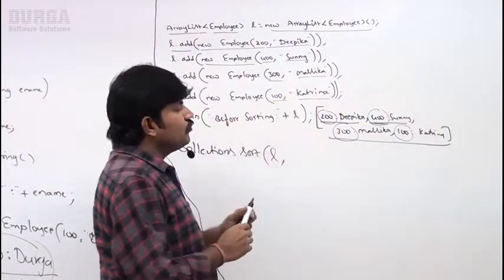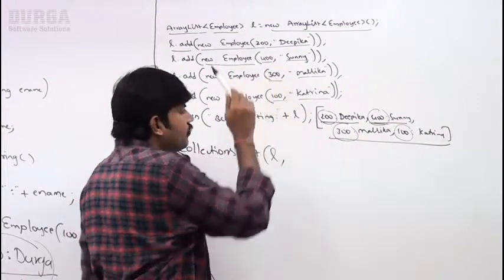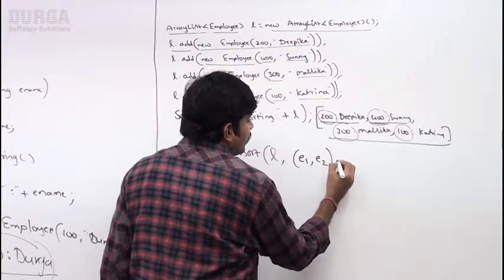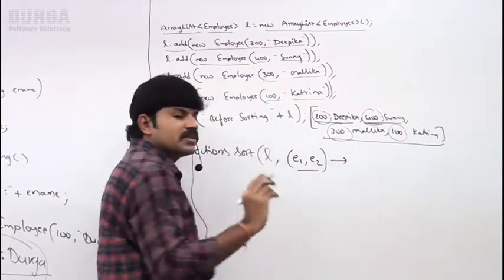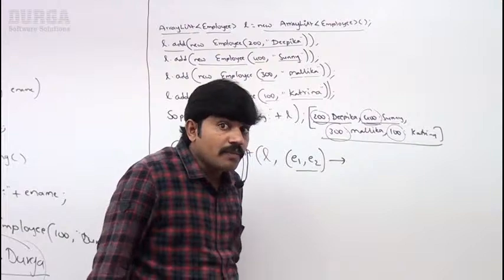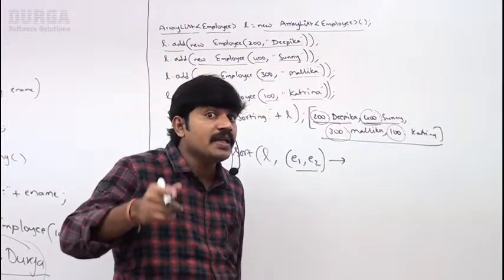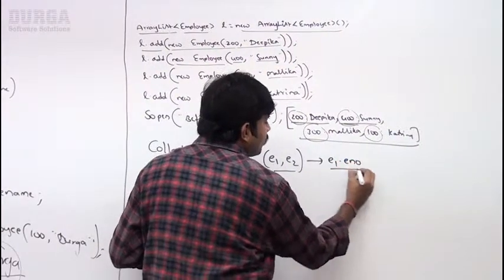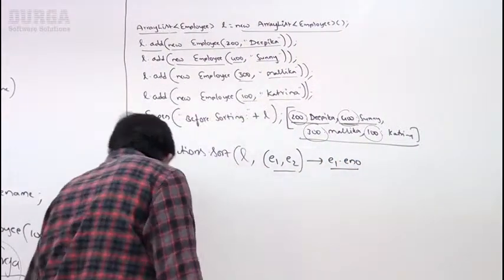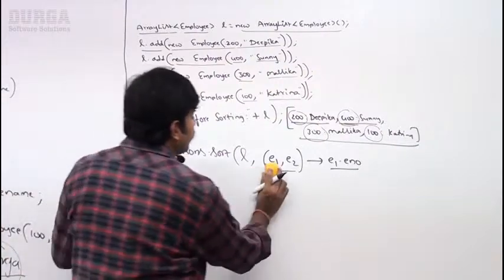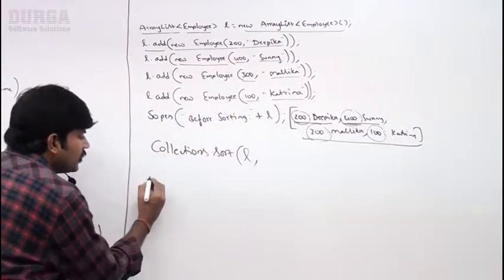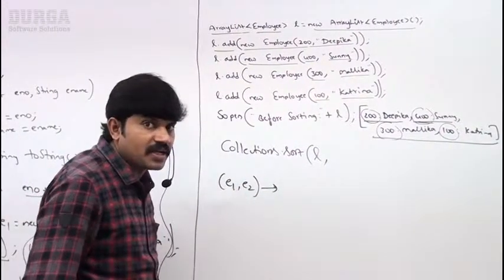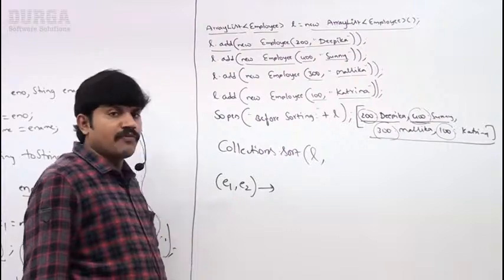Now, sir, which objects are the arguments? Employee objects, e1 comma e2. If two employees are coming, I have to compare based on employee numbers. That's why e1.eno, e2.eno. One minute, sir. You may get confused. Here, see, first employee, comma, second employee. Let me write the lambda expression separately so that you can feel more comfortable.